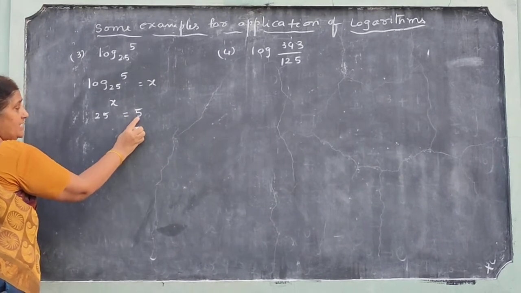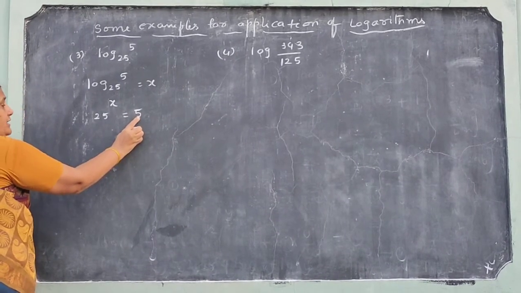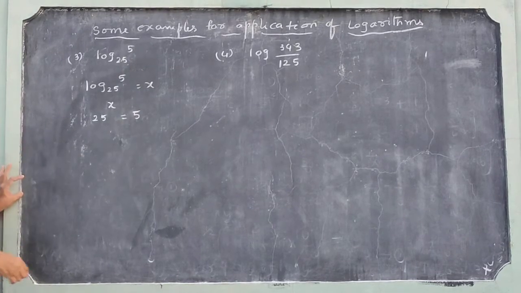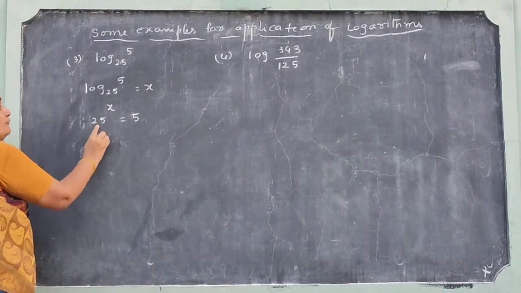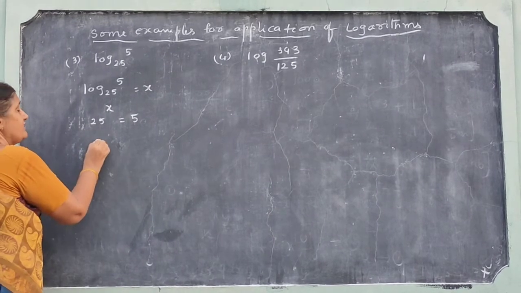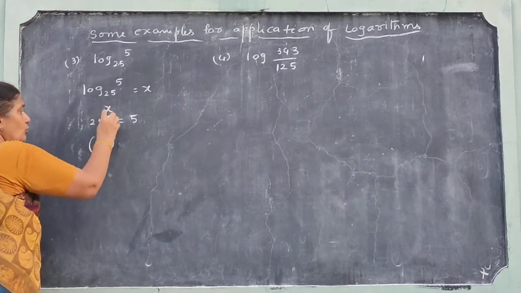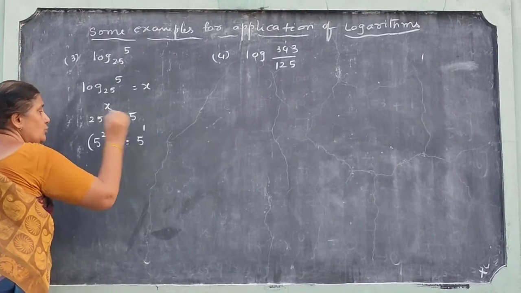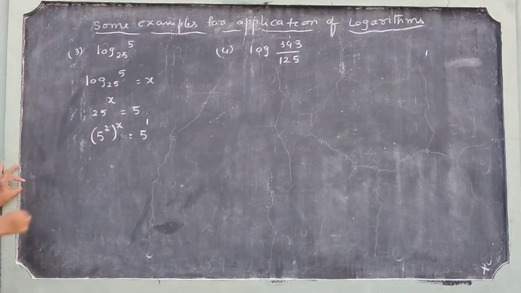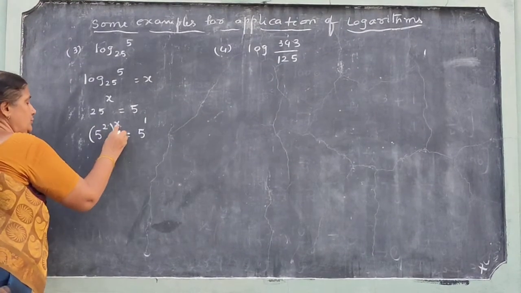Now here, what is the base? 25. Is it possible to change 5 into 25? Not possible. But 25 can be changed in terms of 5. How to change? 5 square, whole power x is equal to 5. If there is no power, what is the power? 1. So 5 to the power of 2 into x, 2x.